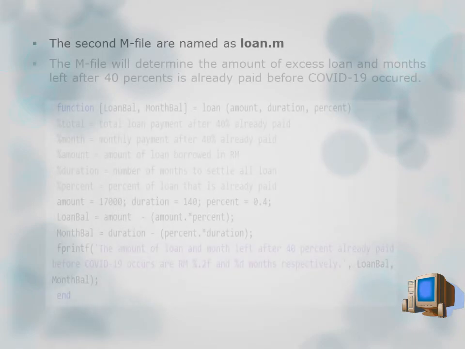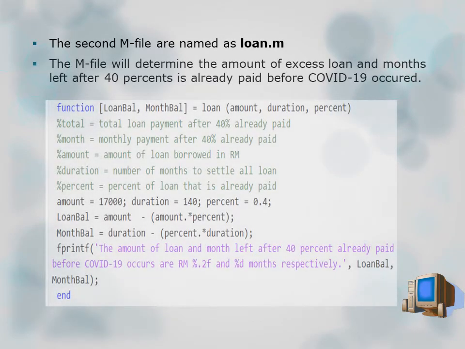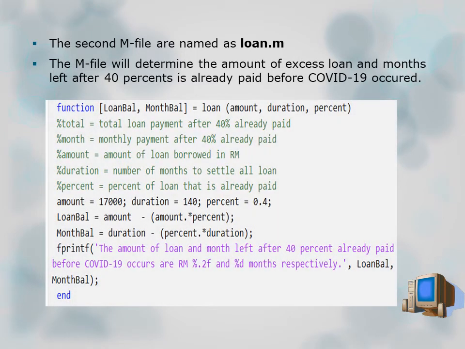The second M-file is named loan.m. This M-file will determine the amount of excess loan and months left after 40% is paid. So this is the MATLAB program for loan.m.